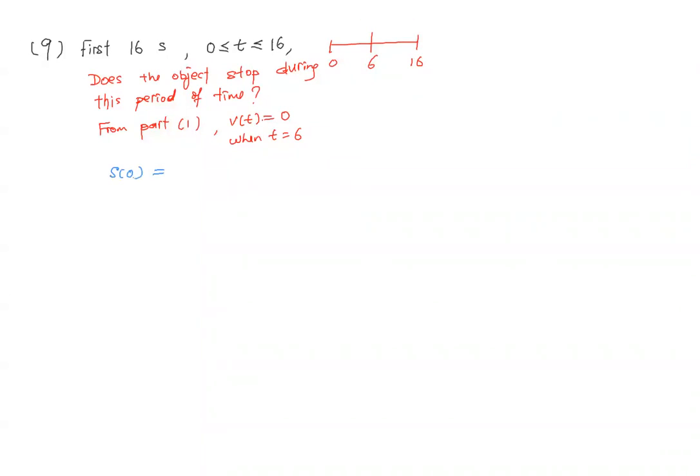So what is s(0), Kevin? 160. 160. Okay, what is s(6)? 200. 200. What is s(16)? 160. 160. Okay, so we have start, we have stop, we have end. Correct? So now we have all the 3 positions, so we can draw the motion diagram.